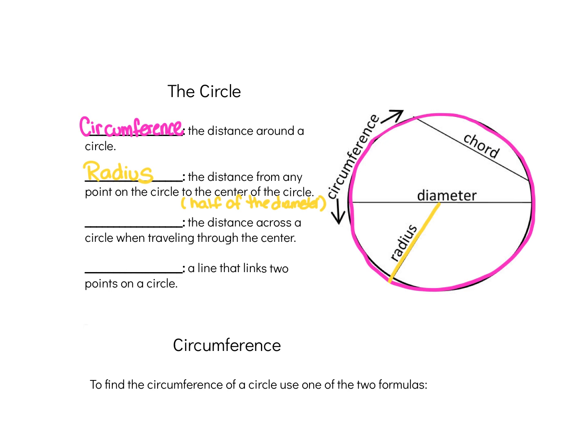The next one, the distance across a circle when traveling through the center. So the center right here, that is your diameter. The diameter is also 2 times the radius. This right here could be the radius from any point on the circle to the center. And last but not least, a chord is just a line that links 2 points on the circle, and we won't really get into that right now in 7th grade.